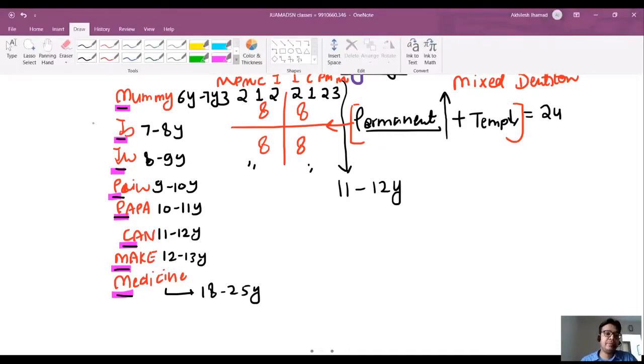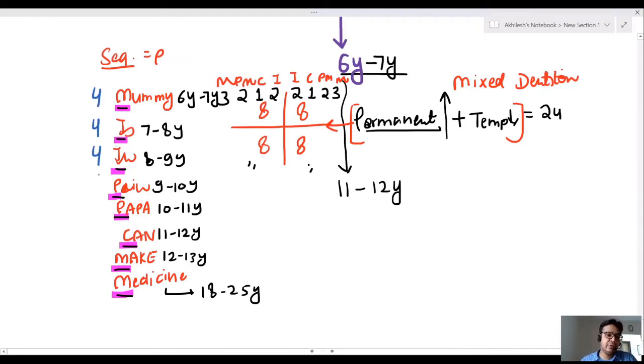This is four. This is four. This is four. This is four. So the total number of permanent teeth comes to 32.